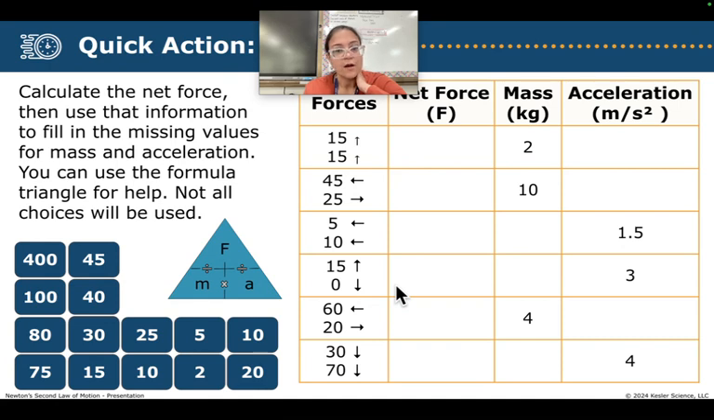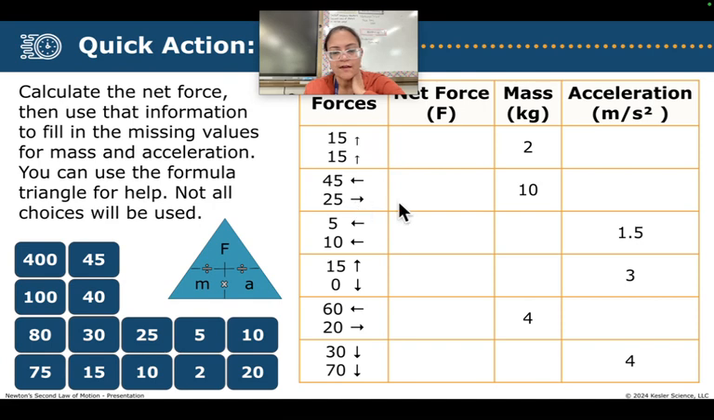Okay, so here I am not going to go through all of this, but you're going to calculate the net force, then use that information to fill in the missing values for mass and acceleration, and you can use the triangle. See, here's exactly what I would do if I was given a quiz or a test on this stuff. I would draw my triangle and go from there. So here we have 15 up, 15 up. What would our net force be? And then since you're missing acceleration, you would divide force by mass to get your acceleration.